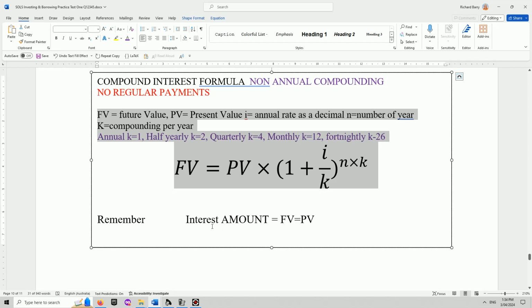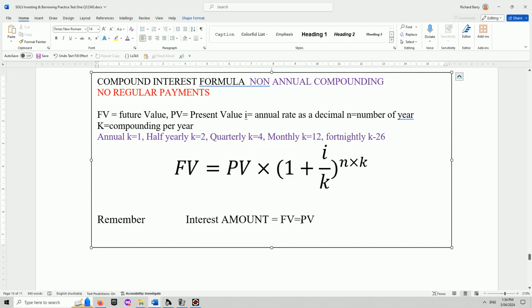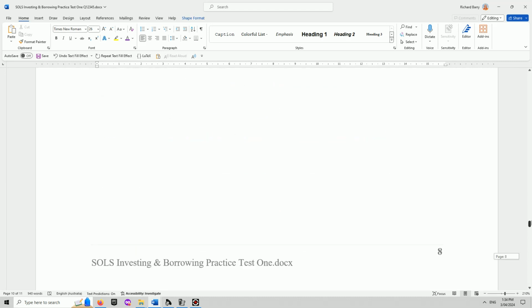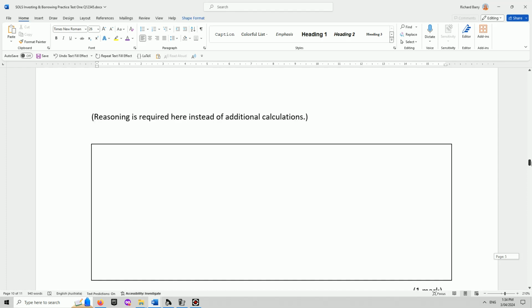And remember, the interest amount is the future value take away the starting value. That should also be saved on my formula sheet, just while I'm fixing this up for everyone. Back to the question. Hopefully I've got everything I need.